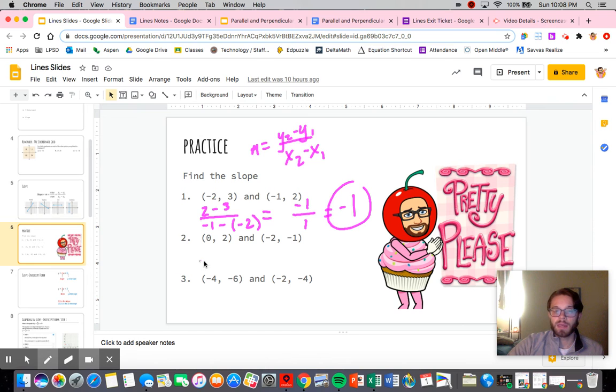Let's look at this next one. Again, I'm going to just do -1 minus 2 over -2 minus 0. I get -3 over -2. When you have a negative over a negative, it does cancel, so you get just 3/2.